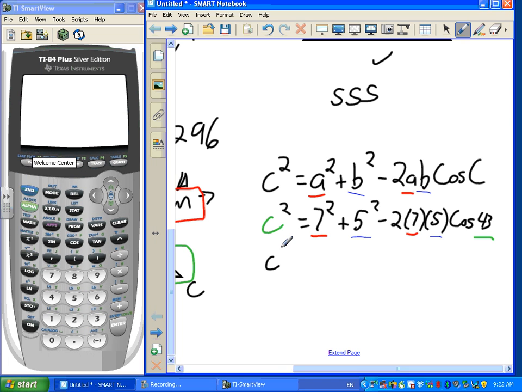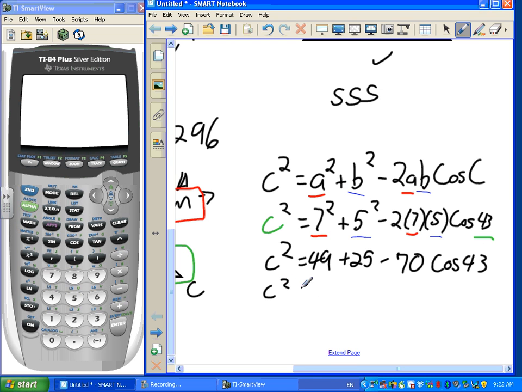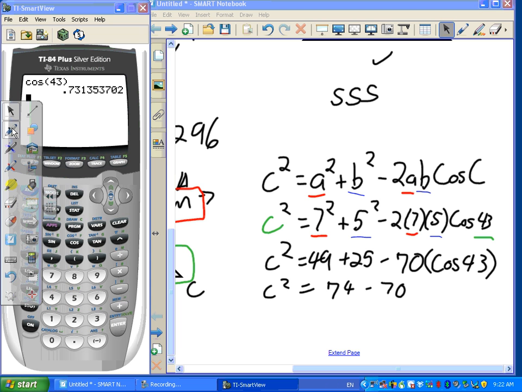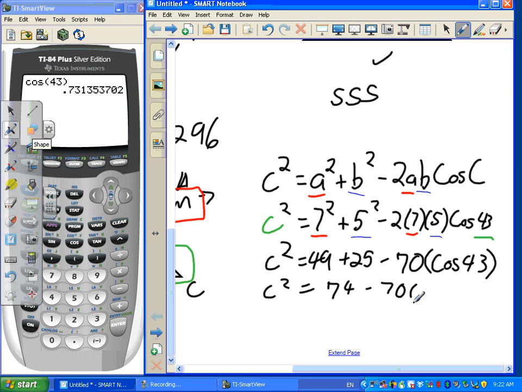We're still looking for C squared. 7 squared is 49. 5 squared is 25. 2 times 7 times 5 is 70. Times cosine 43. C squared equals 74 minus 70 times... let's figure out what cosine 43 is. So we're going to plug it in here. Cos 43 equals 0.731. We'll leave it at that.